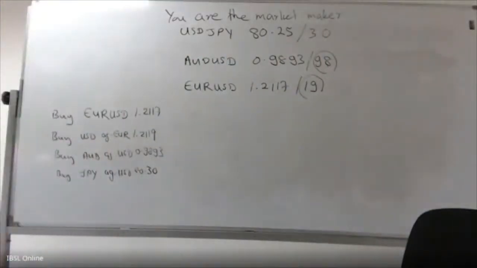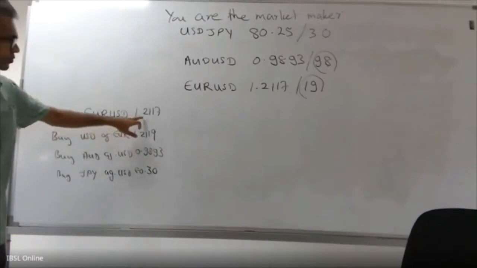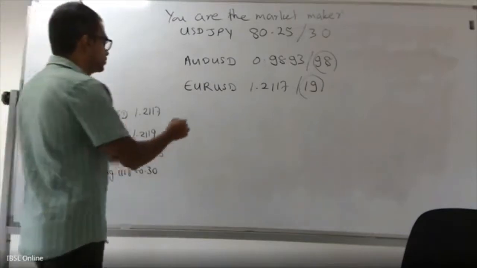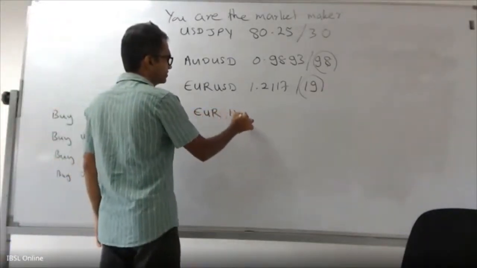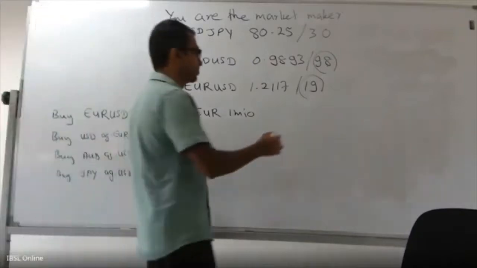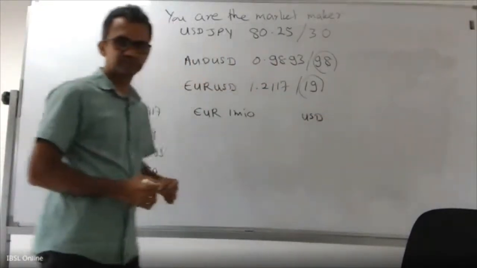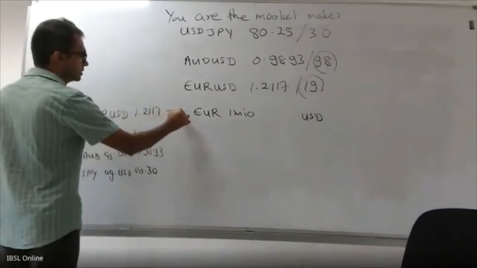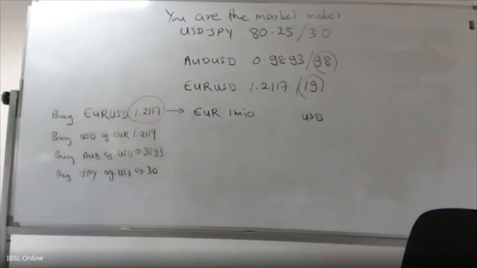Okay. So a few transactions which were there earlier. You buy euro against dollar at 1.2117. The second one, you buy dollar against euro at 1.2119. Likewise, if I fix, you buy euro 1 million. If you want to buy euro 1 million, what's the amount of dollars that you need? This transaction, you buy at 1.2117. What is the amount of dollars that you sell?